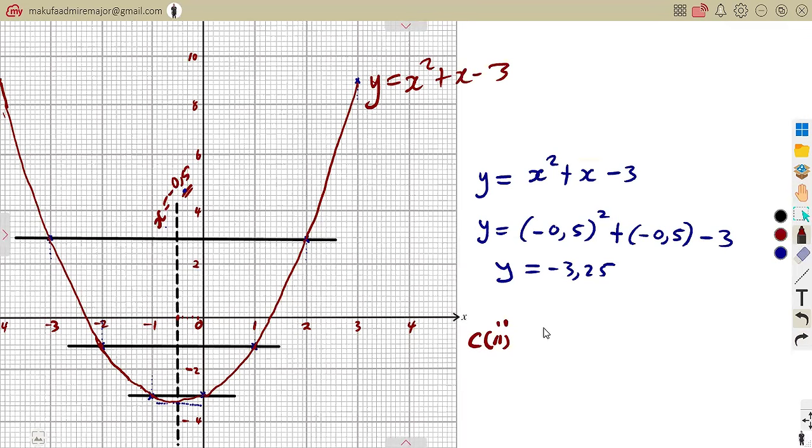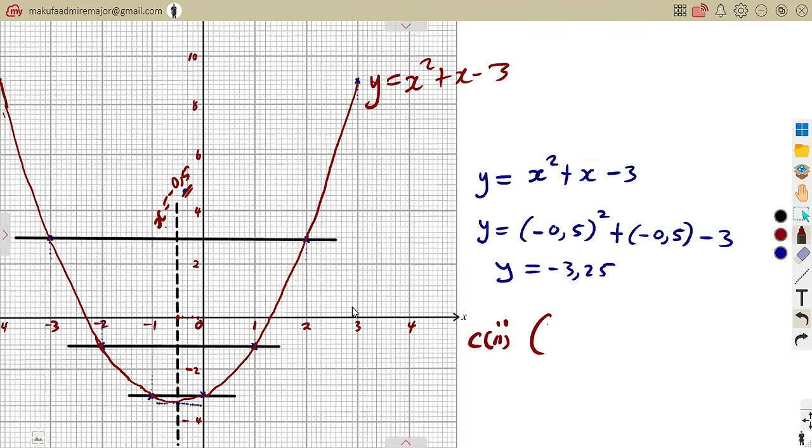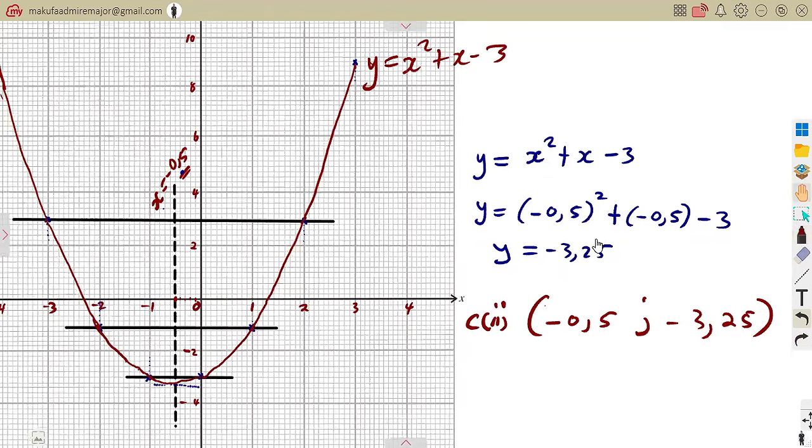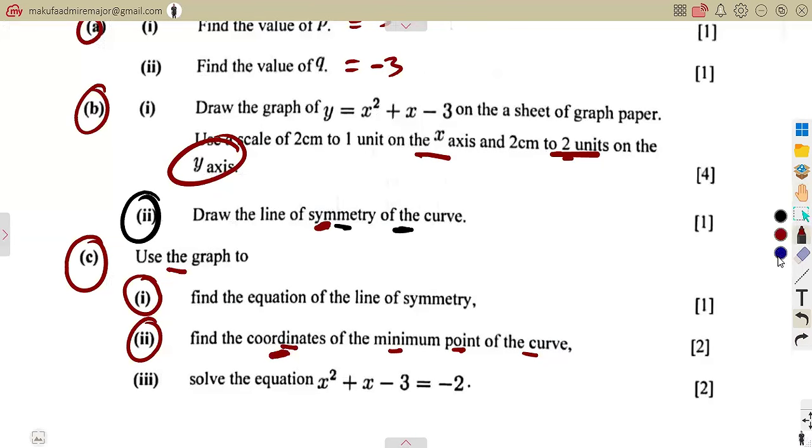So in this case, because the question needs us to determine, take note, the coordinates, you state the x value, you also state the y value. Remember, x at the turning point is the x at the axis of symmetry. And the y is the one that we obtained by substituting this value of x. The y is going to be -3.25.